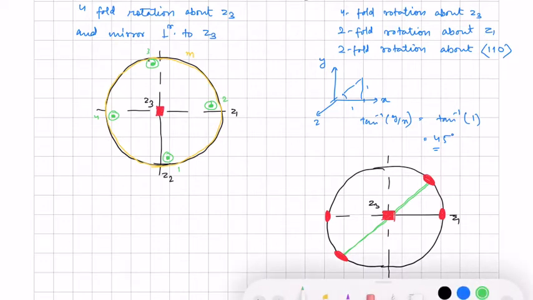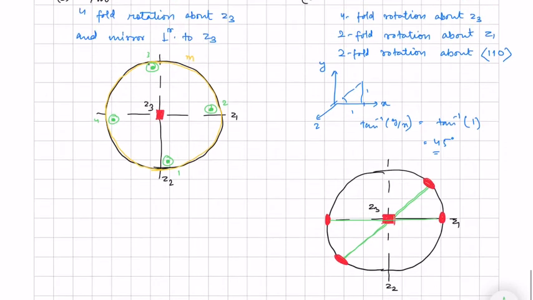Okay. So let us apply this 4-fold rotation to these 2-fold axes as well. So this 2-fold about z1 becomes, after 90 degrees of rotation, the 2-fold axis about z2. Okay, so this is also a 2-fold rotational axis. And this 110 direction 2-fold axis, after 90 degree of rotation, comes here at an angle of 45 to both z1 and z2 and becomes 2-fold rotational axis.